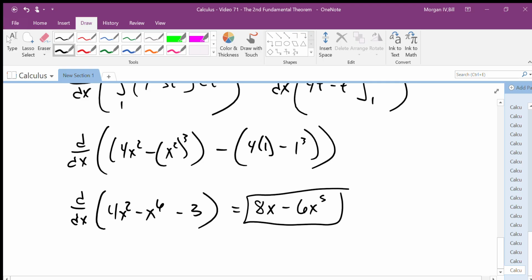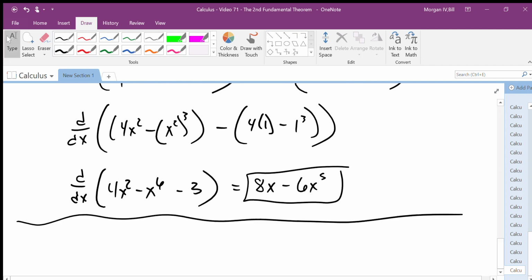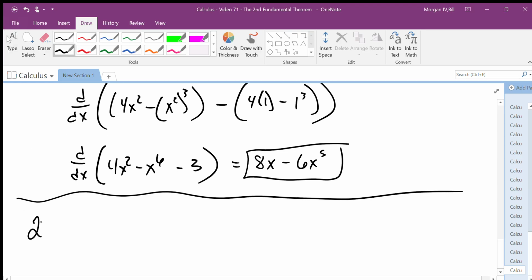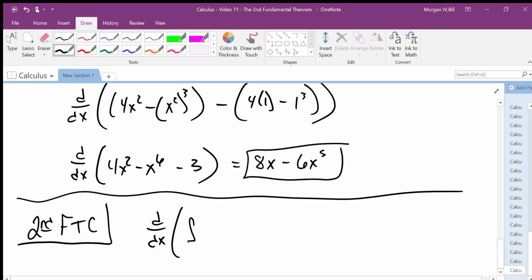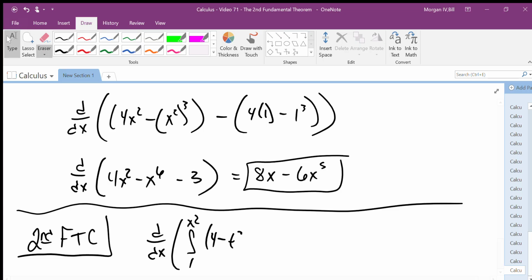Okay, but we don't want to do it the long way. We want to use the second fundamental theorem of calculus. We want to use the shortcut. But we kind of run into a problem here, right? If using the second fundamental theorem of calculus, or some books have just the fundamental theorem of calculus, we look at the derivative of the integral from 1 to x squared of 4 minus 3t squared dt.